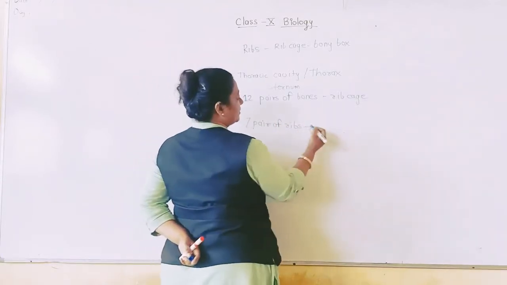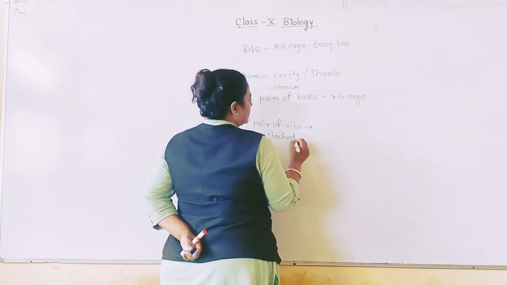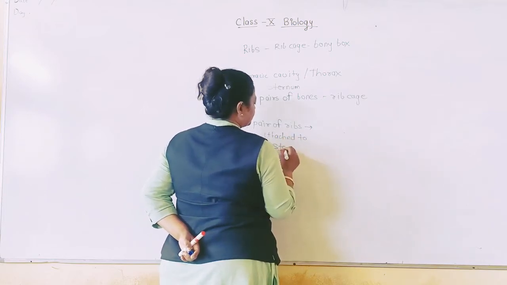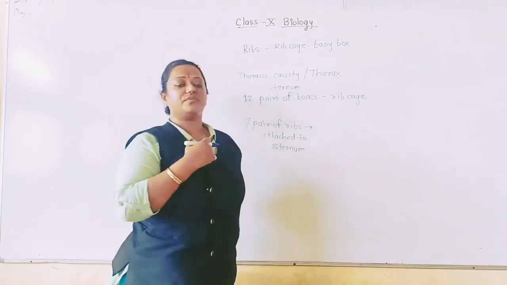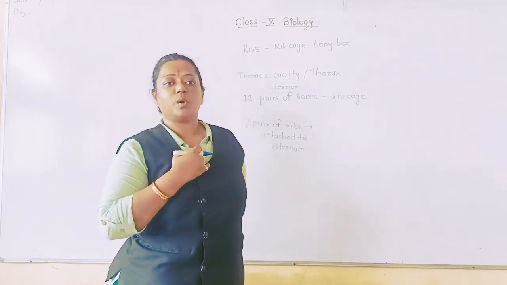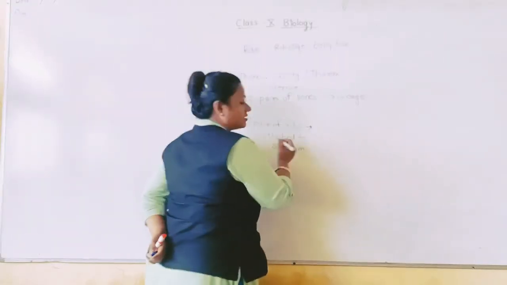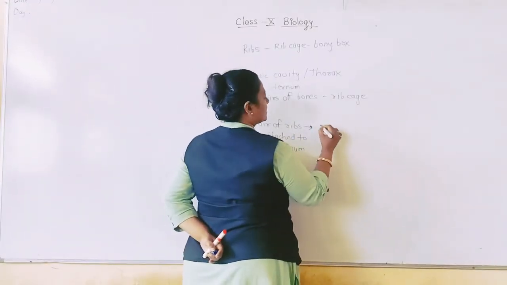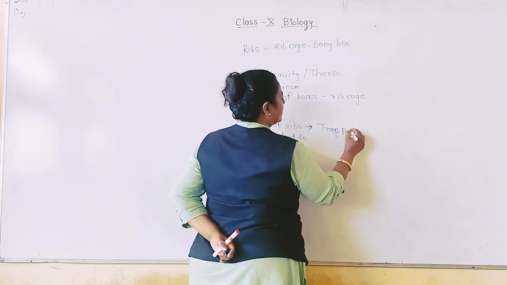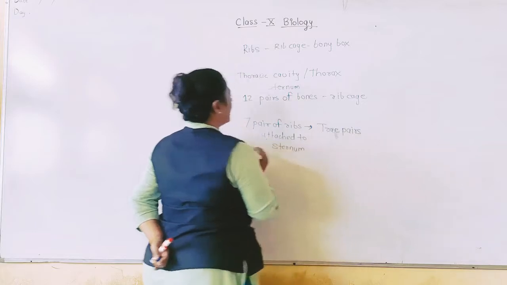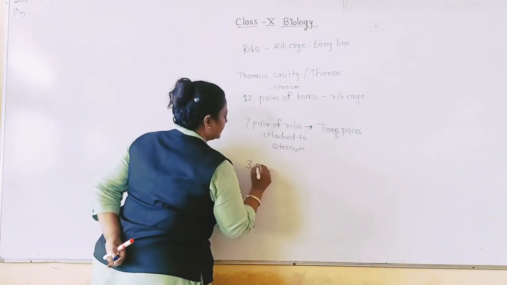The 7 pairs of ribs are attached to the sternum. Sternum means what, students? We will touch here, we will feel one bone, that is called as what? Sternum. So the pairs which are attached to the sternum are called as what? True pairs. Totally how many pairs are there? 12 pairs are there.